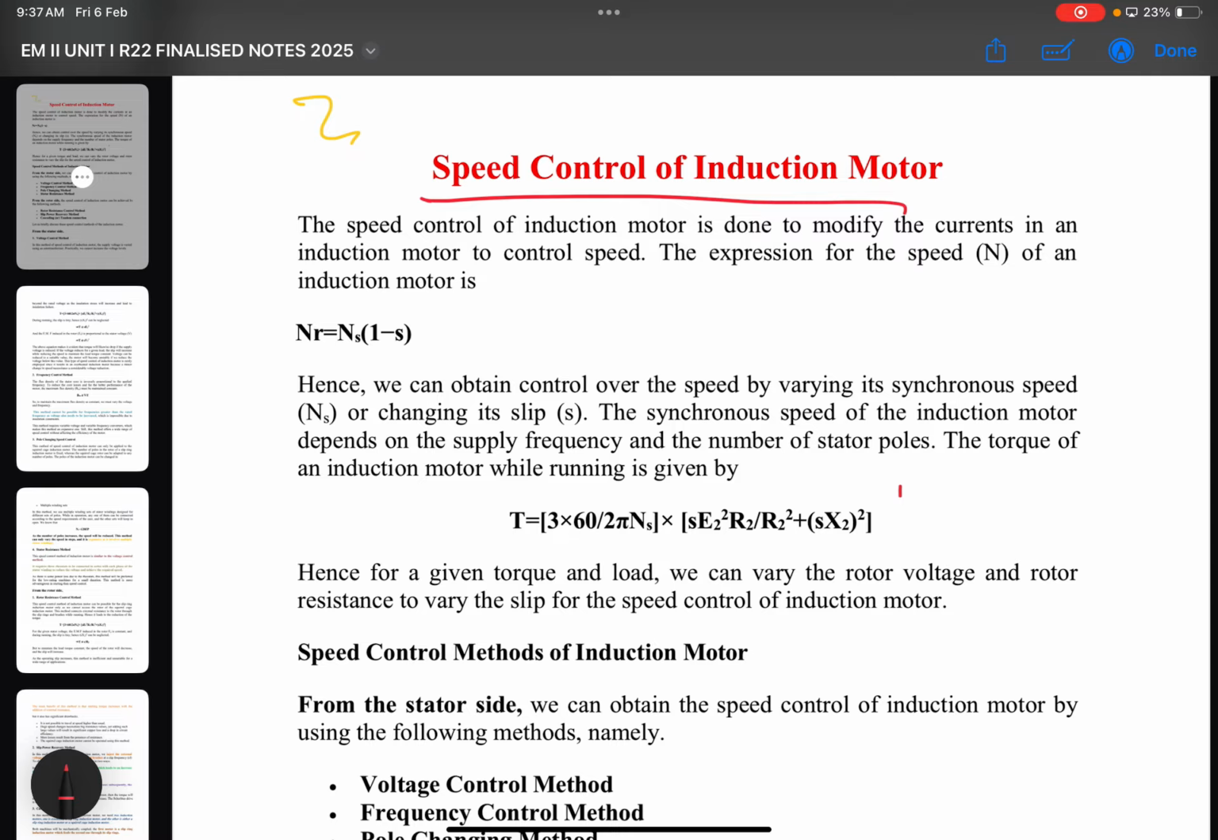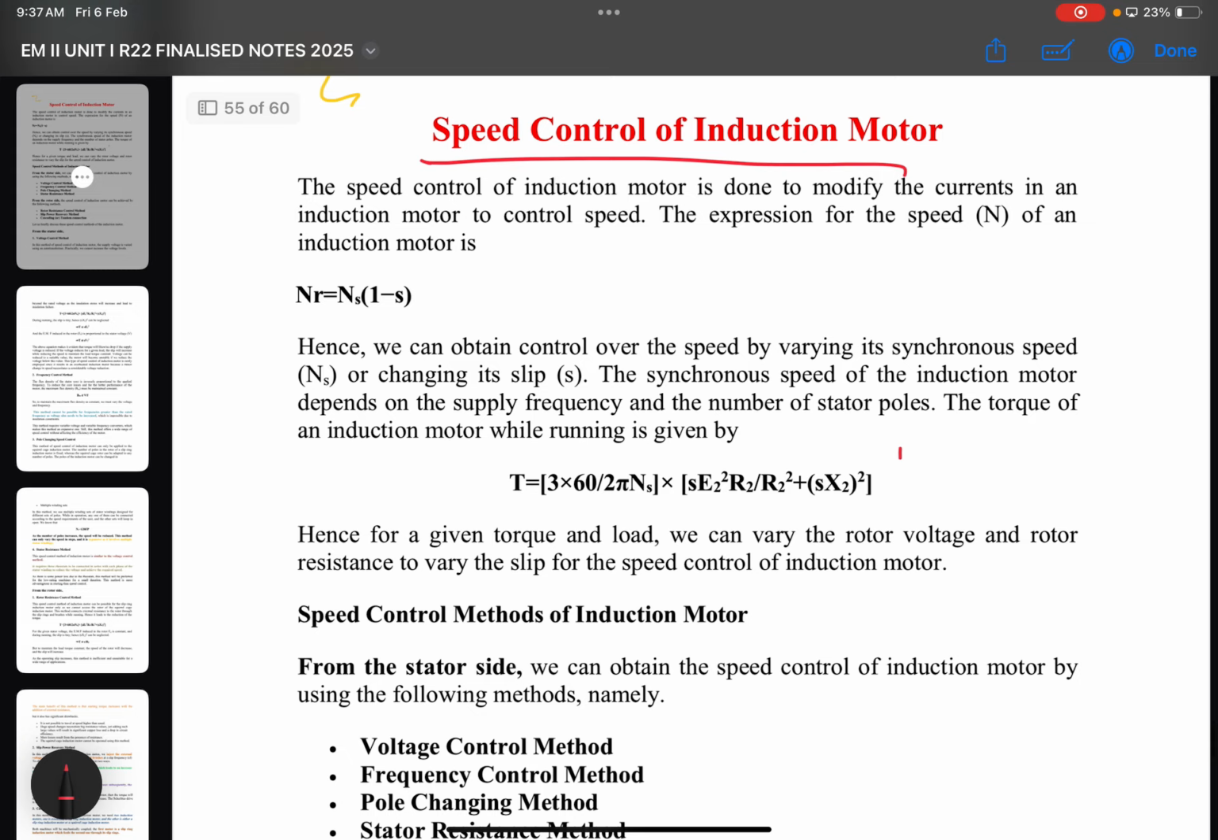Now even smooth control has come. We can control the speed precisely. If I want to get a speed of 955 RPM, we can control the speed to 955 RPM. So this is the need of speed control. How it is achieved in a three-phase induction motor, we will try to discuss here.